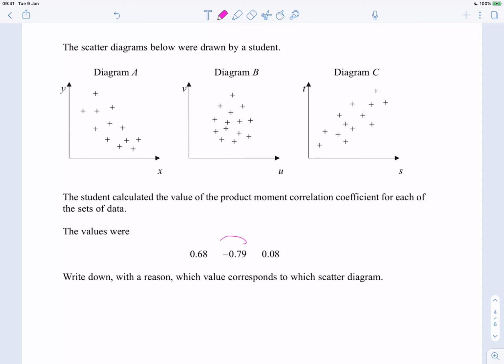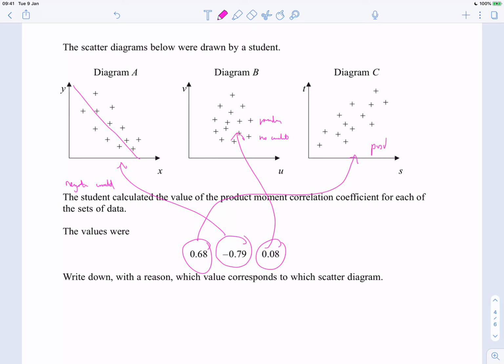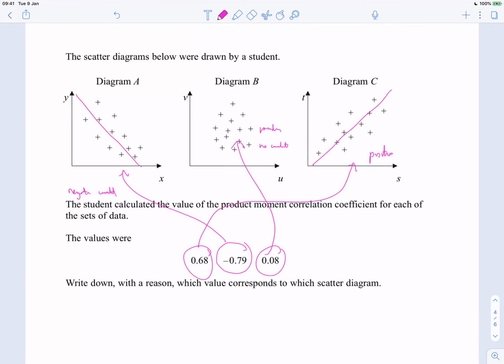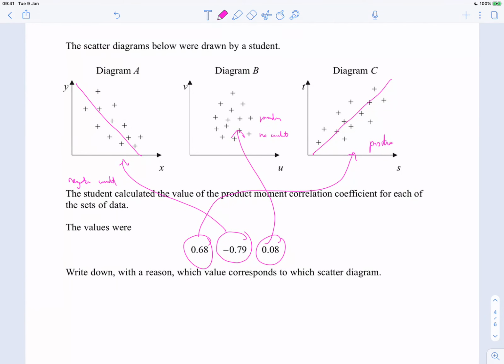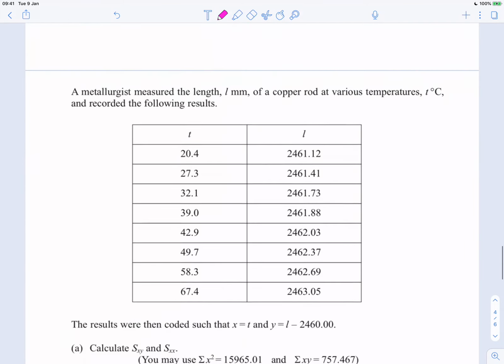Okay, well, minus 0.799 belongs to this one because there is a negative correlation here. There appears to be a downward trend like so. 0.08 is close to zero, which would correspond to here because this appears to be random or no correlation. And 0.68 appears to belong to this graph because there appears to be a positive correlation or a positive trend, looking something like that. So this was an A-level question back in the day, 2005 or 6, something like that, I can't remember. It's very easy, just more GCSE, just testing what your knowledge of correlation is.